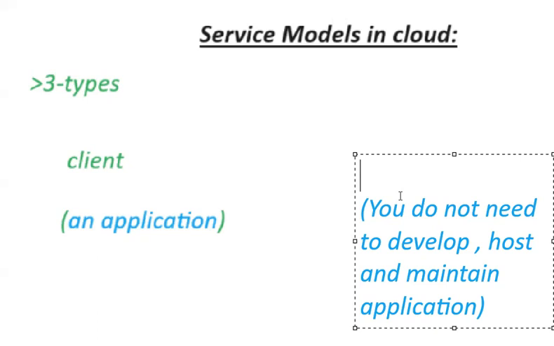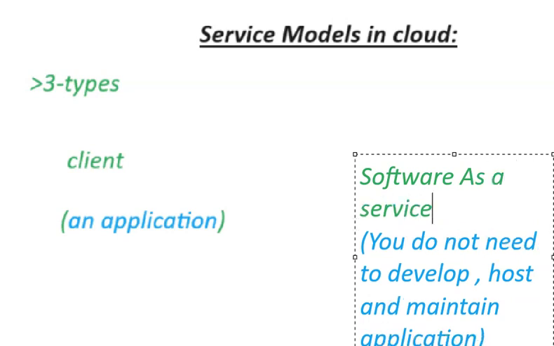What is this service model providing us? Software. Whatever software I require, it is providing me directly as a service. The service model is providing us the software directly as a service. So what do we call this service model? We call this service model software as a service.